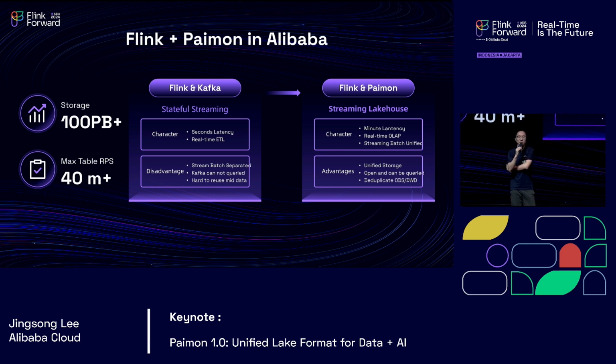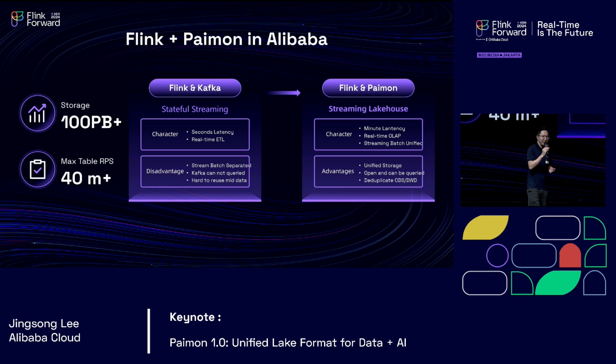The storage of Paimon is almost 100 petabytes, and the maximum records per second for that page view table is more than 40 million per second. The old architecture was something like Flink and Kafka combined with stateful streaming. Its characteristics are seconds latency and real-time ETL. The disadvantage is that streaming and batch are separated. It means you must write a streaming pipeline, and then you must write a batch pipeline, and the two pieces of work are very complex.